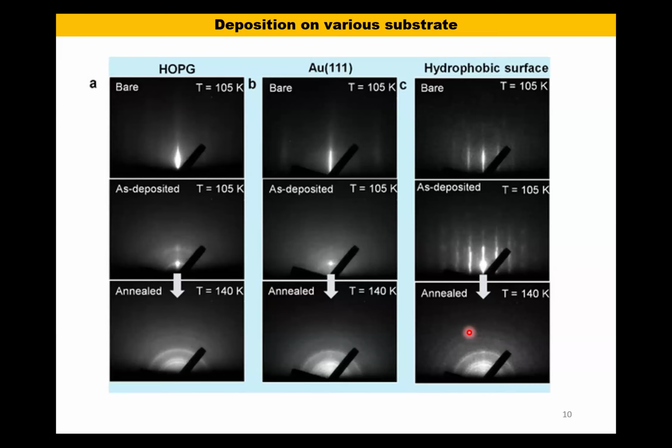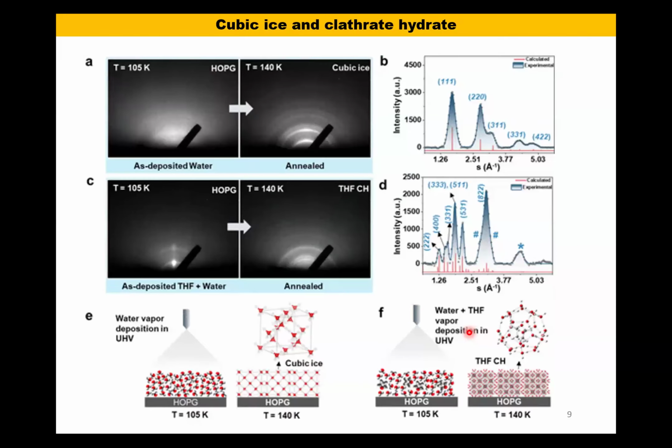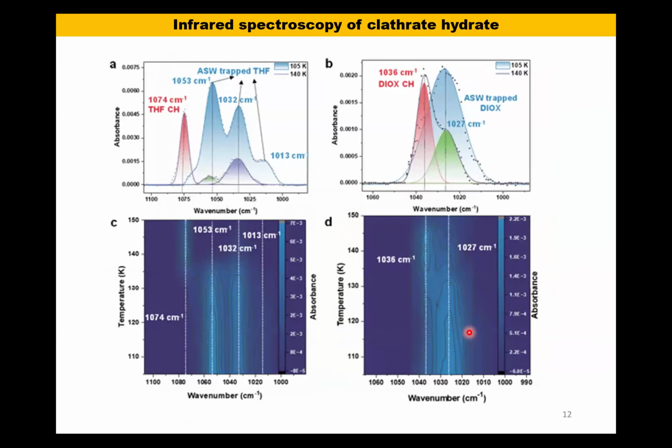So this is just a reminder, it's very low temperature and hydrophobic surface. Yeah, I know that, not an issue. And in the previous slides, in the IR spectrum, you have shown that there are many components. Like for THF, these ASW trapped THFs are also there in the spectrum at 105 and also 140K. So is it possible to observe such ASW trapped THF by this RHEED also?